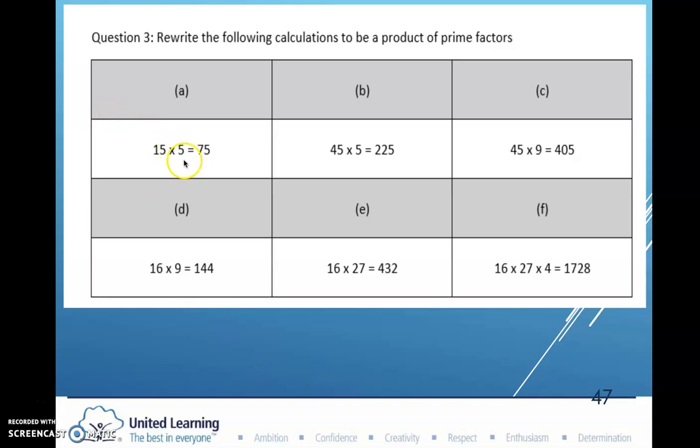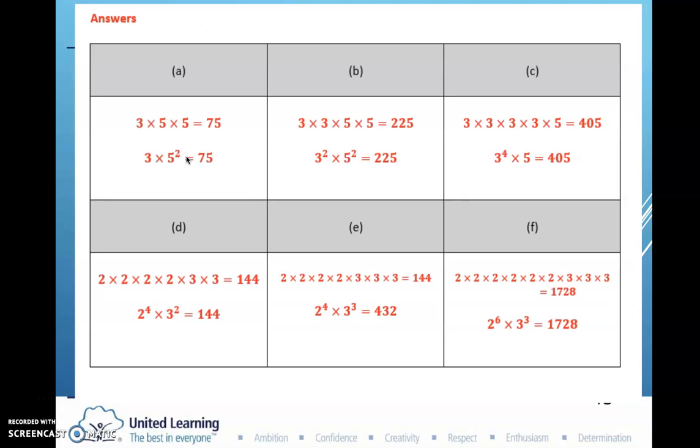So we have some factors, but they are not prime at present. This one shouldn't take so long. And there are your answers.